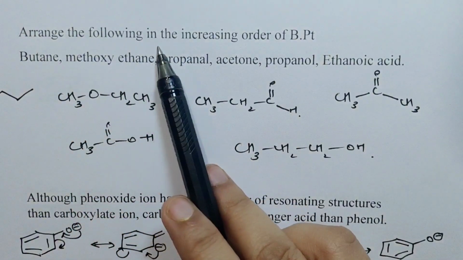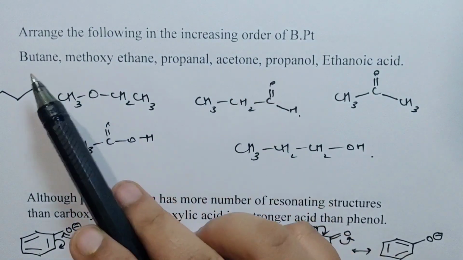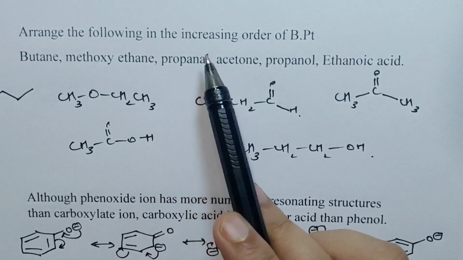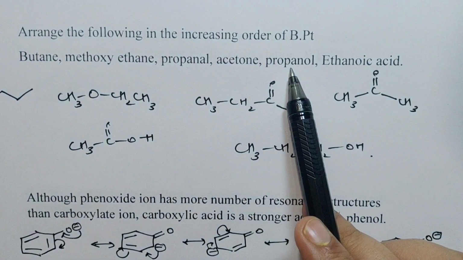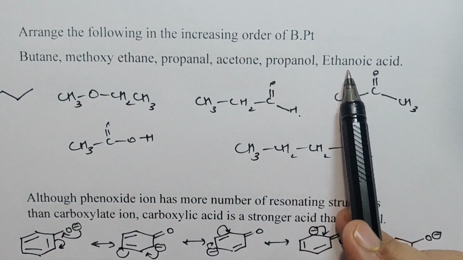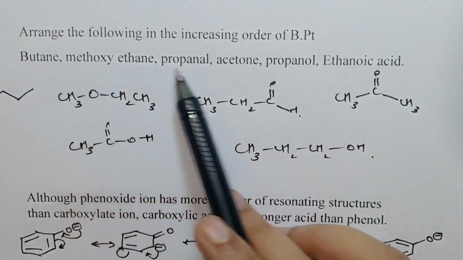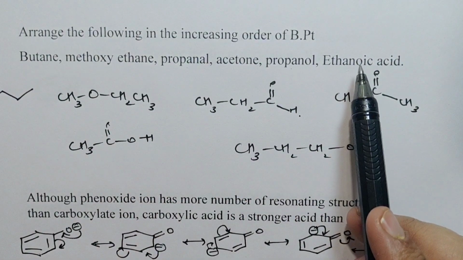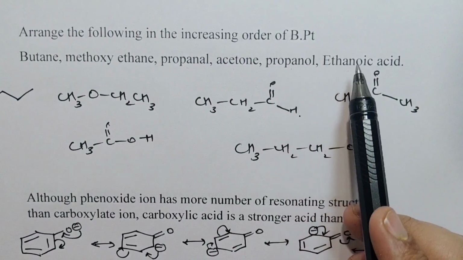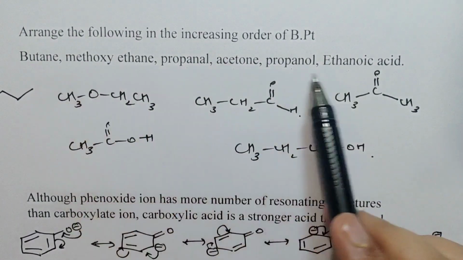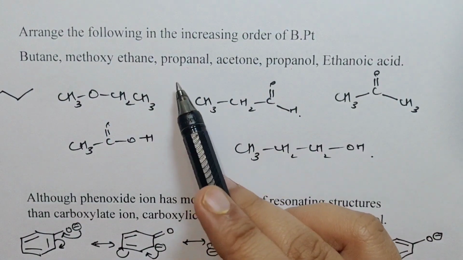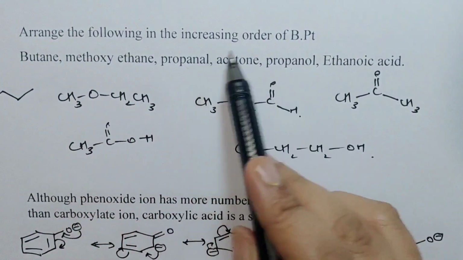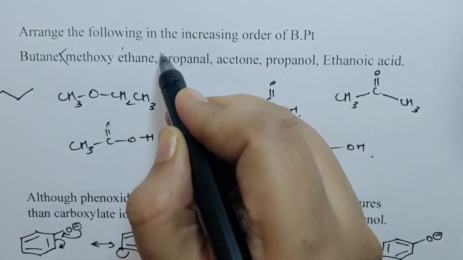If we don't add barium sulfate, the aldehyde produced would be further reduced to alcohols. Next question, arrange the following in increasing order of boiling point. Butane, which is an alkane, methoxyethane, which is an ether, propanal, an aldehyde, acetone, a ketone, propanol, an alcohol, and ethanoic acid, a carboxylic acid. All these compounds have comparable molecular mass. That is why they are being compared here, because boiling point depends upon molecular mass as well. But what is different then? The difference is the functional group. So the increasing order of boiling point is this.